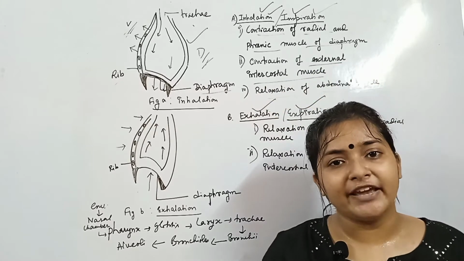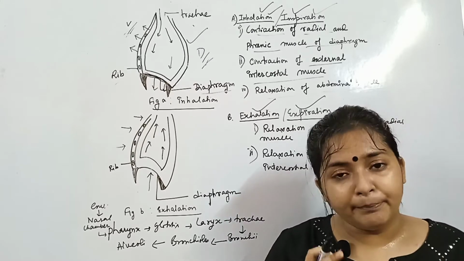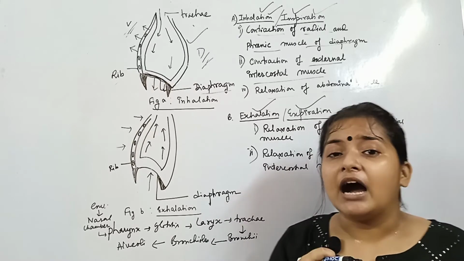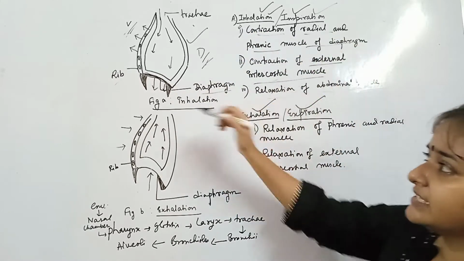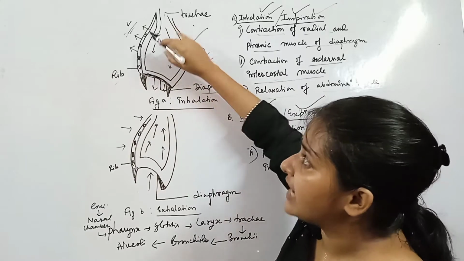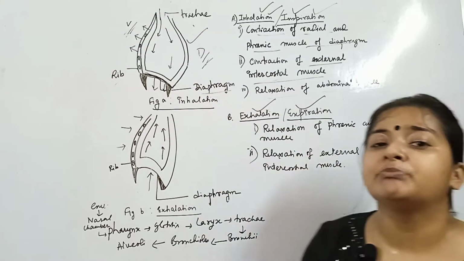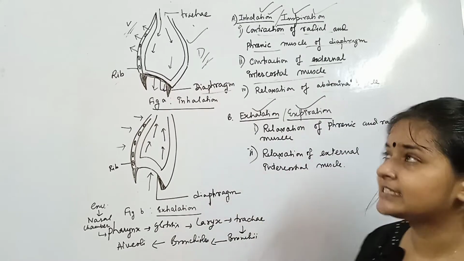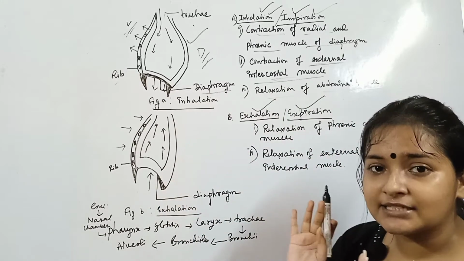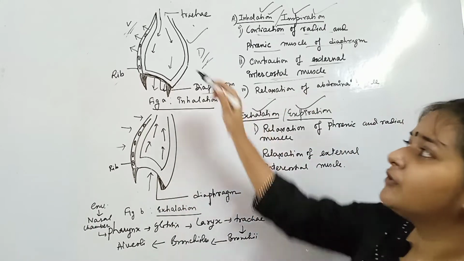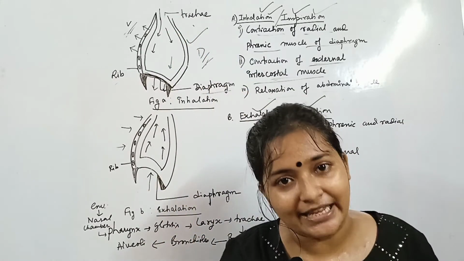So what is the function of external intercostal muscle? External intercostal muscle pulls the sternum and the ribs outward and upward. That also causes enlargement of the thoracic cavity, understand? So the external intercostal muscle helps to pull the ribs and the sternum outward and upward, and that is also a reason why the thoracic cavity enlarges in size.